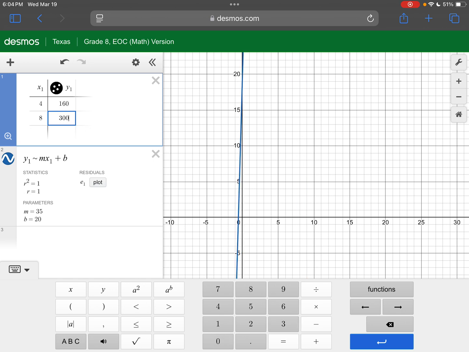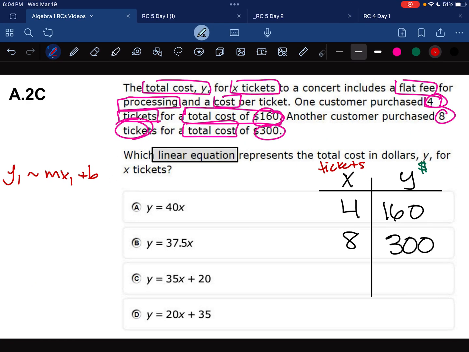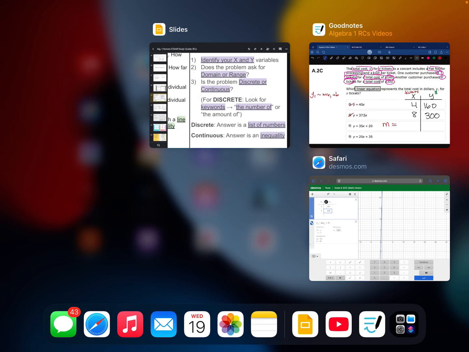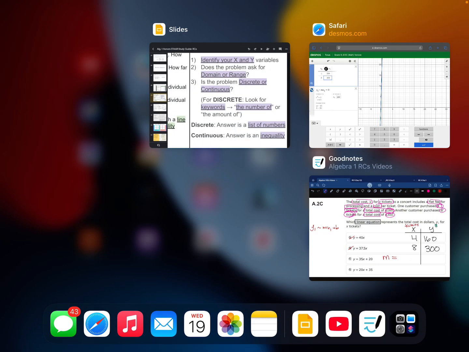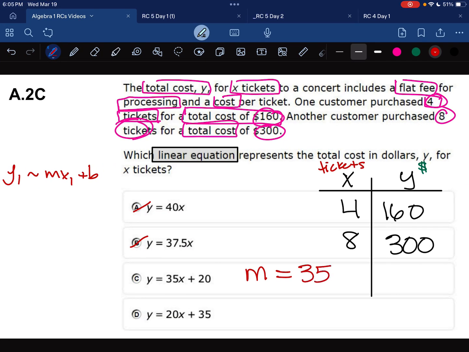All right, looking at that, going back to the problem, I could have also eliminated some answer choices because it said a flat fee. That means I do have a b. I definitely should have eliminated A and B. That's one of the answer choices I should have. But moving forward, my m was 35. My b was 20. So writing that as an equation, which one will be our answer? Correct answer is C.